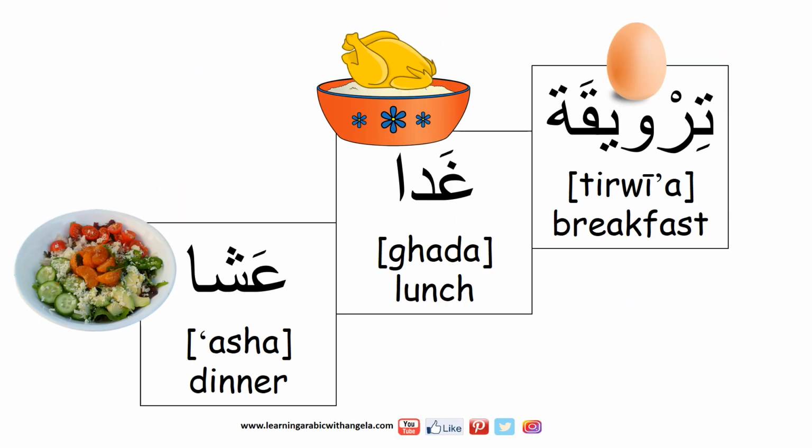The three main meals in Lebanese: ترويقة, breakfast. Note that we swap the qa for a in Lebanese, so we don't say ترويقة, we say ترويقة. غدا, lunch. عشاء, dinner. And also note that if you're coming from a standard background, we don't say غداء. We don't pronounce the a at the end, the glottal stop. We don't say عشاء with the a at the end. So in Lebanese, it's ترويقة, غدا, عشاء.